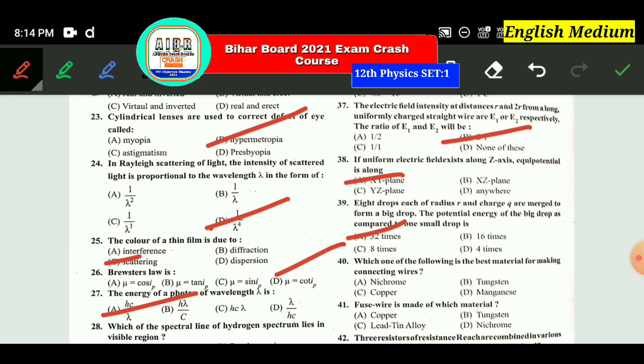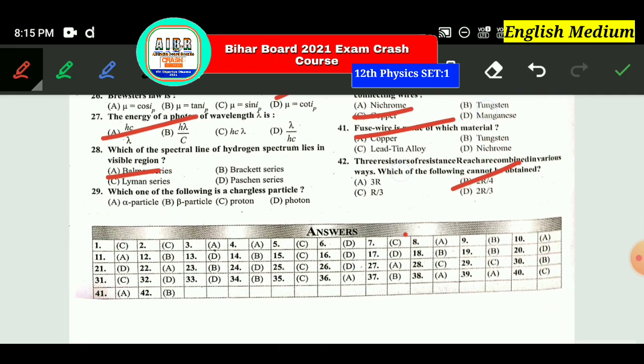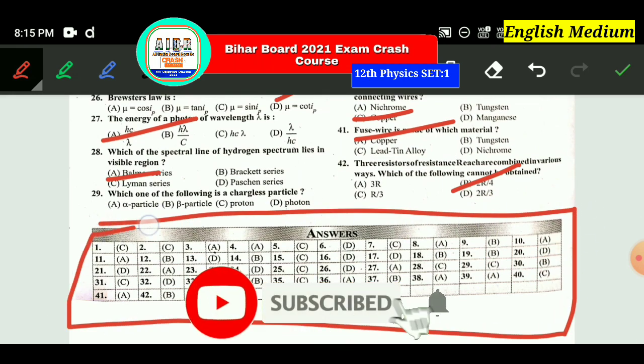Which one of the following is the best material for making connecting wires? Answer is copper. Answer is C. Fuse wire is made up of which material? The answer is copper. The resistors of resistance R each are combined in various ways. Which of the following cannot be obtained? 2R by 4. If you find any question answer wrong, you can just match it from there.